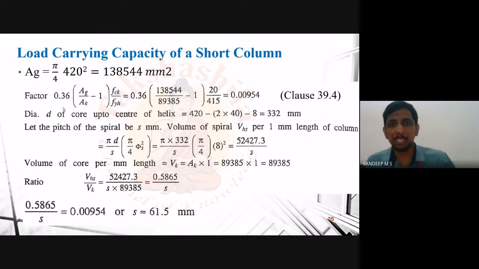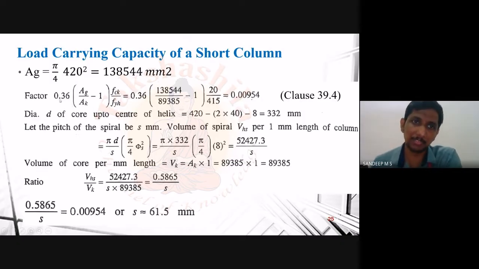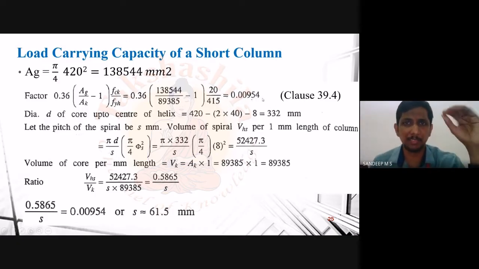So here we are assuming that is equal to this factor. For that, first of all, we have to find out the factor. The factor is given by 0.36 A gross divided by area of core minus 1 into fck by fy. Therefore, substituting the values 0.36, we know the value of gross cross-sectional area and area of core concrete. Substitute that and we find that this factor is coming as 0.00954. So we have initially calculated this factor and we will keep that aside.